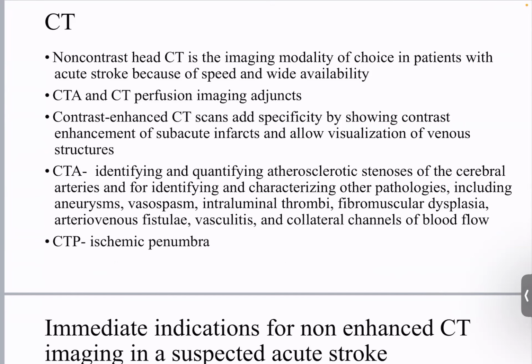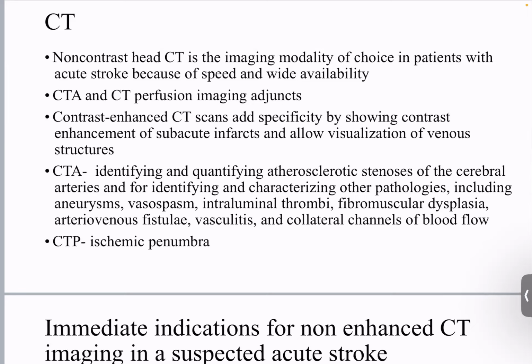CVT will usually present with headache, and they'll have risk factors for CVT. They may be taking OCP. History of COVID infection itself is a risk for CVT. So in that case, contrast enhanced CT will be good to visualize the venous structures.